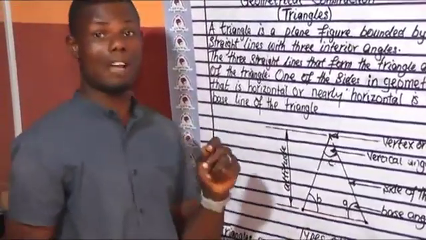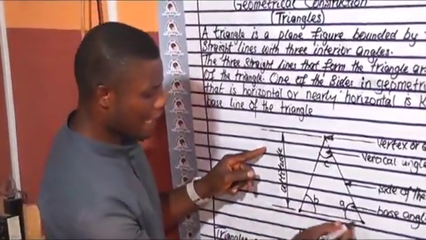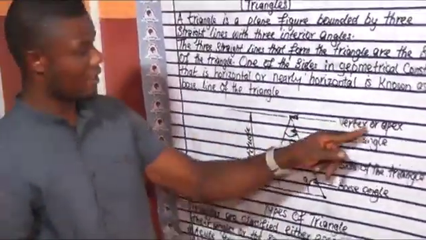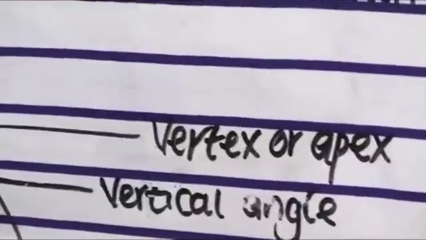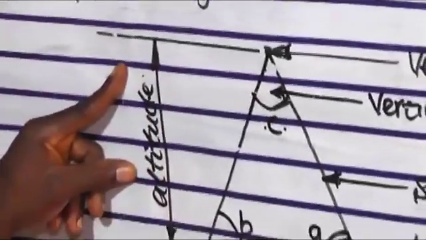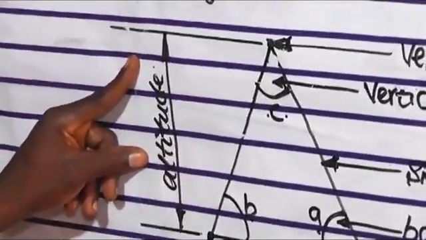Any triangle must always have three. Now, the distance from this baseline to this vertex, you can call it the apex, as you can see here, is known as the altitude. If you don't call it altitude, you can call it the vertical height of the triangle. Take note of that.